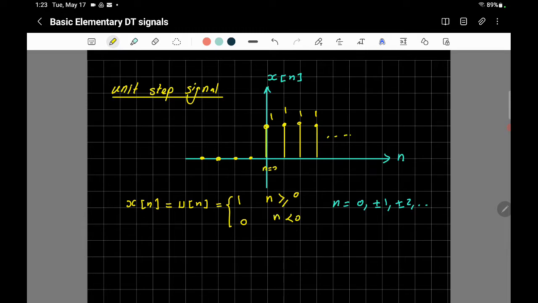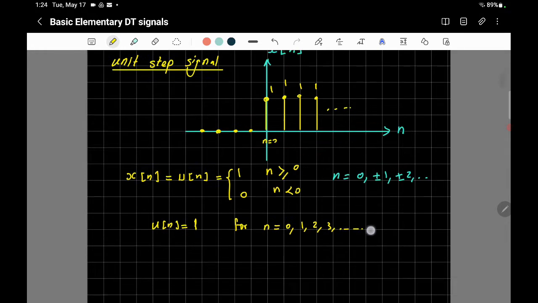You can say that u of n will be equal, for n equal 0, 1, 2, 3, and so on, only taken when n is equal to 0 and all positive values only. That will be equal to 1 and 0 otherwise. So that's the way you can express it. All right. So that's the unit step discrete signal.